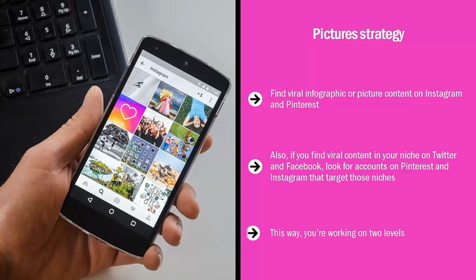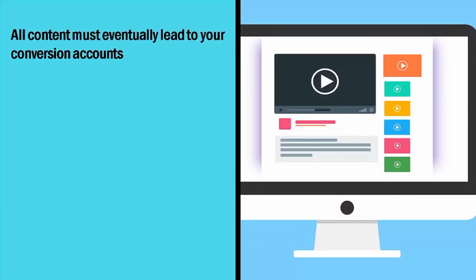you back. This way, you're working on two levels. You're not just shuffling curated content around. You're also building up an organic niche following for your accounts. All content must eventually lead to your conversion accounts. On your YouTube channel, you should have a link to your squeeze page or blog.